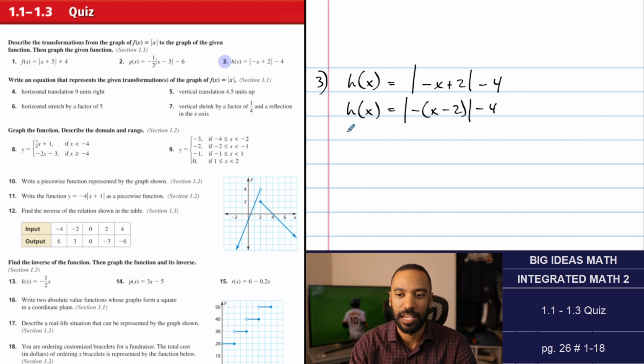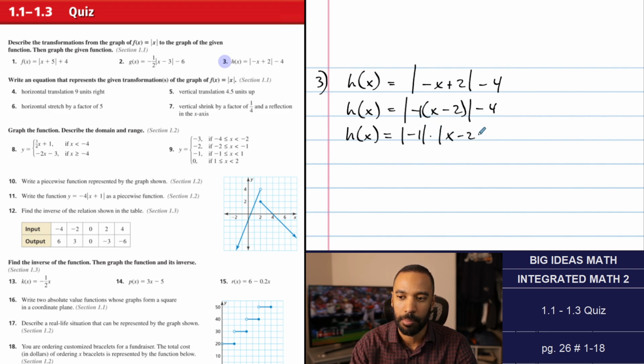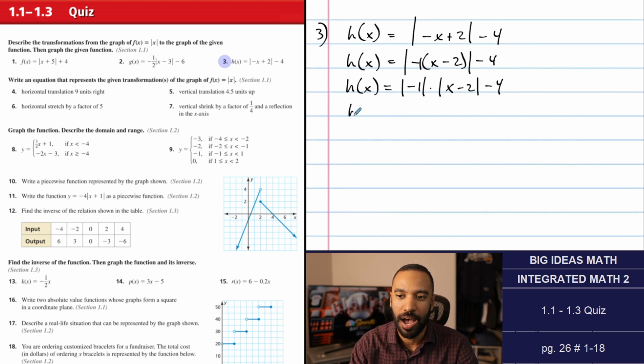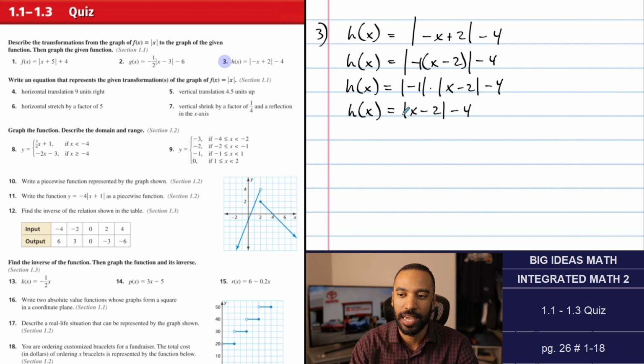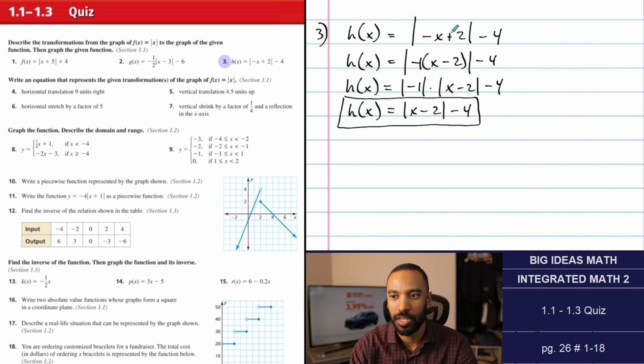Now that also means that's a -1 that's multiplying by that x minus 2. So -1 is being multiplied, and you can separate them as 2 separate absolute values like that. And the absolute value of -1 is +1. And when you multiply 1 by anything, it just becomes that thing. Therefore, this is a different rewrite of that exact same equation, but now it's actually in vertex form.